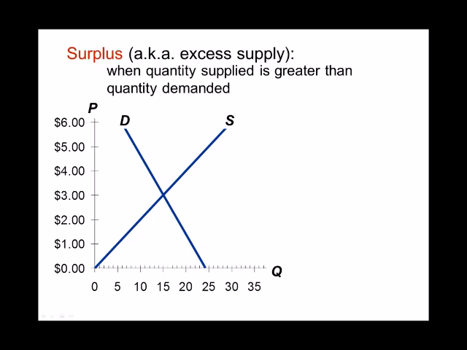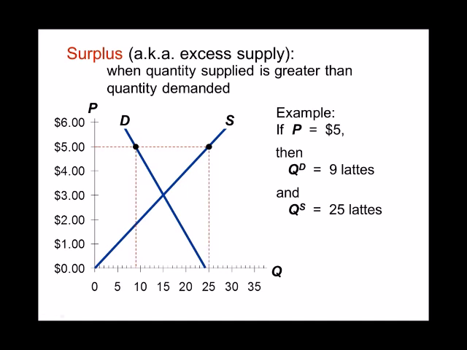Surplus or excess supply is when quantity supplied is more than quantity demanded. So let's say when price is $5, quantity demanded of lattes is 9 lattes. If the seller is charging $5 in the market, only 9 people will come and get lattes from the seller. On the other hand, since the seller is expecting $5, the seller has produced a lot more lattes because according to the law of supply, as prices are higher, sellers want to sell more. And quantity supplied is 25.